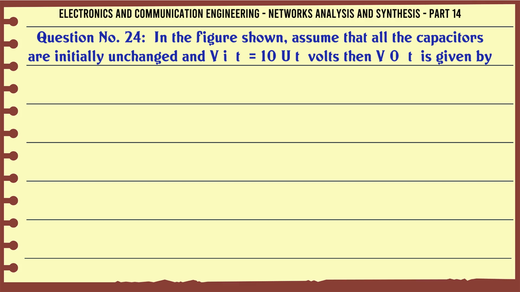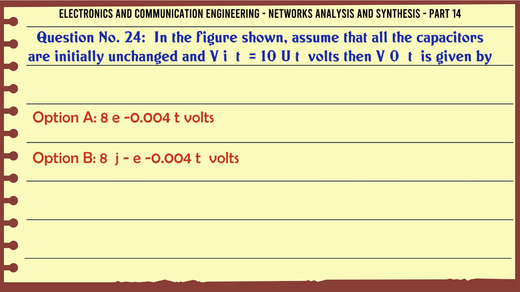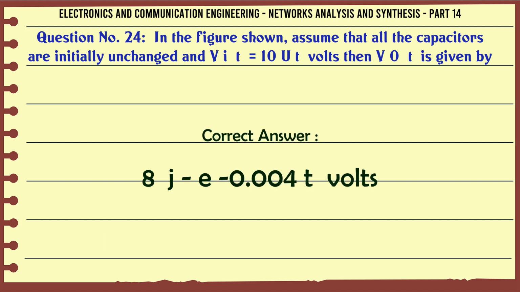In the figure shown, assume that all the capacitors are initially uncharged and Vi(t) = 10 u(t) volts, then Vo(t) is given by A. 8 e^-0.004t volts, B. 8(1 - e^-0.004t) volts, C. 8 u(t) volts, D. 8 volts. The correct answer is 8(1 - e^-0.004t) volts.